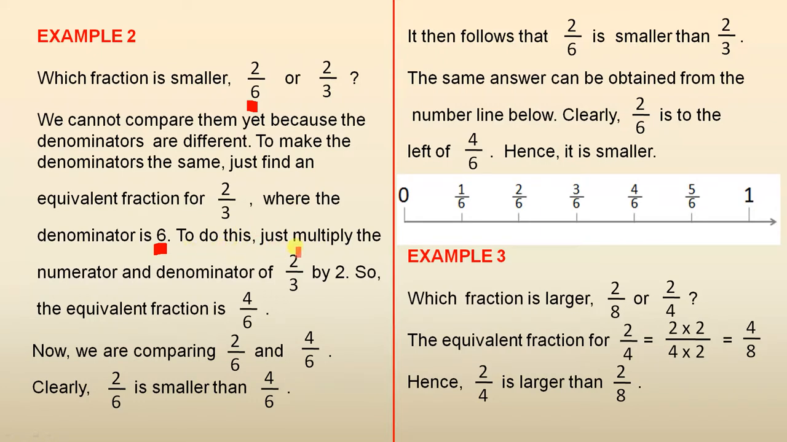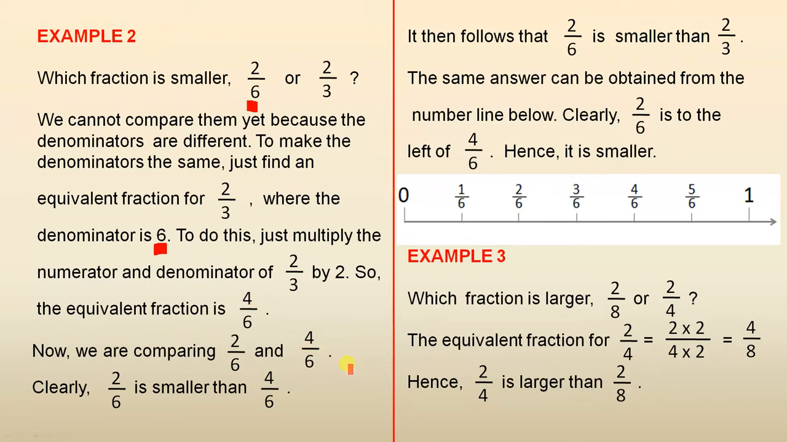To do this, just multiply the numerator and denominator of 2 over 3 by 2. So, the equivalent fraction is 4 over 6. So if you have 2 over 3 and you multiply the numerator by 2, that gives you 4. You multiply the denominator by 2, that gives you 6. So 2 over 3 is the equivalent fraction to 4 over 6.